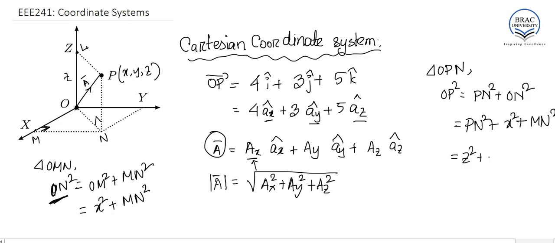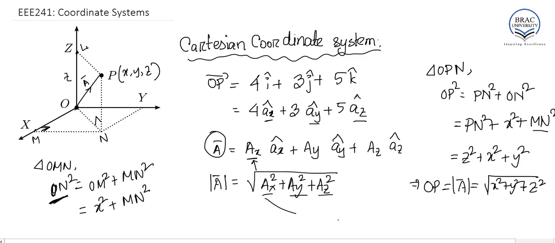So this makes it z squared, this is x squared, and MN is the y coordinate of P, right? So this is y squared. So OP, that means the magnitude of A, will be equal to the square root of x squared plus y squared plus z squared, right? And these A_x, A_y, A_z are the same thing as these x, y, and z.